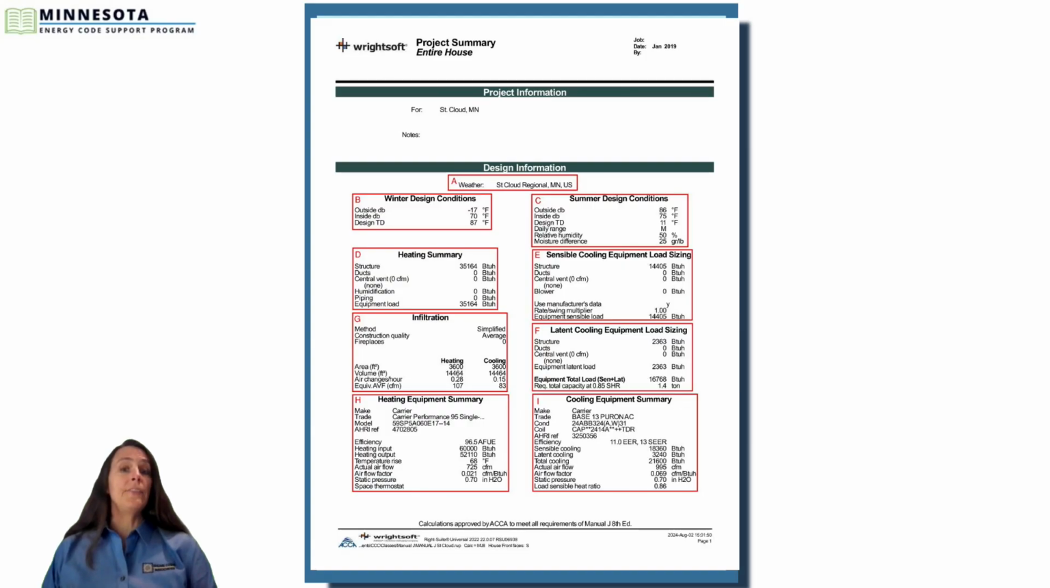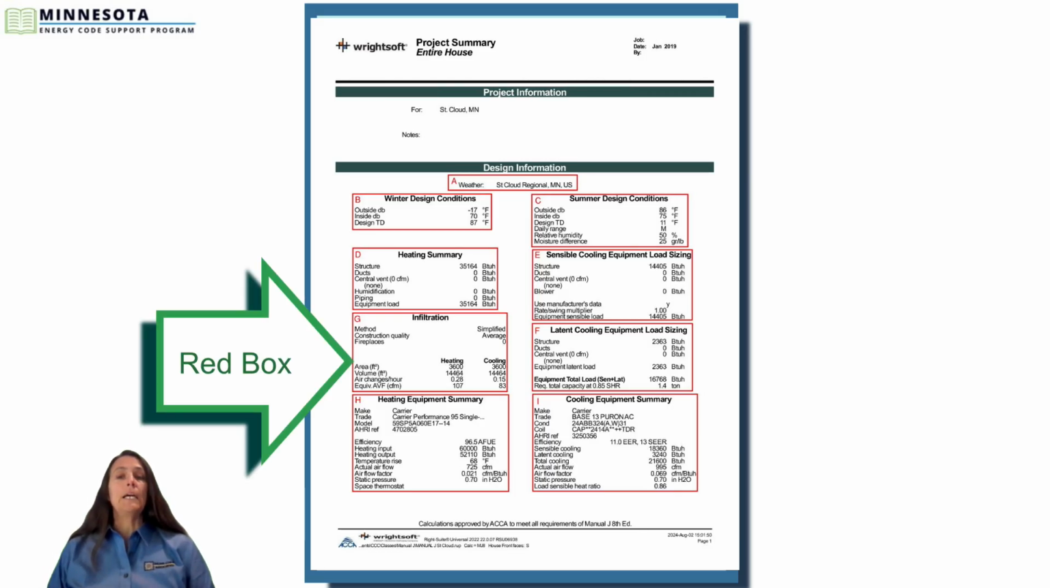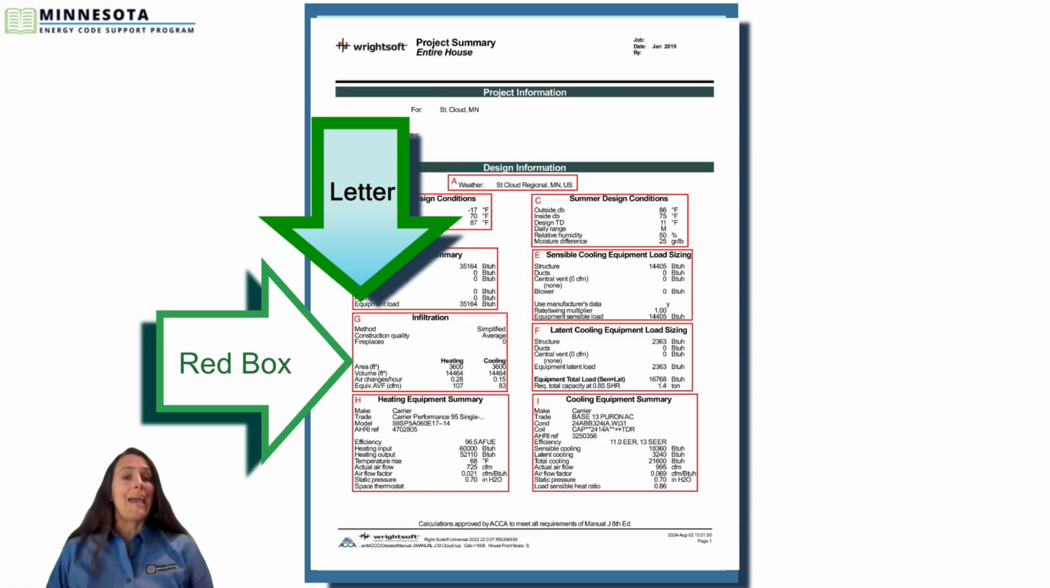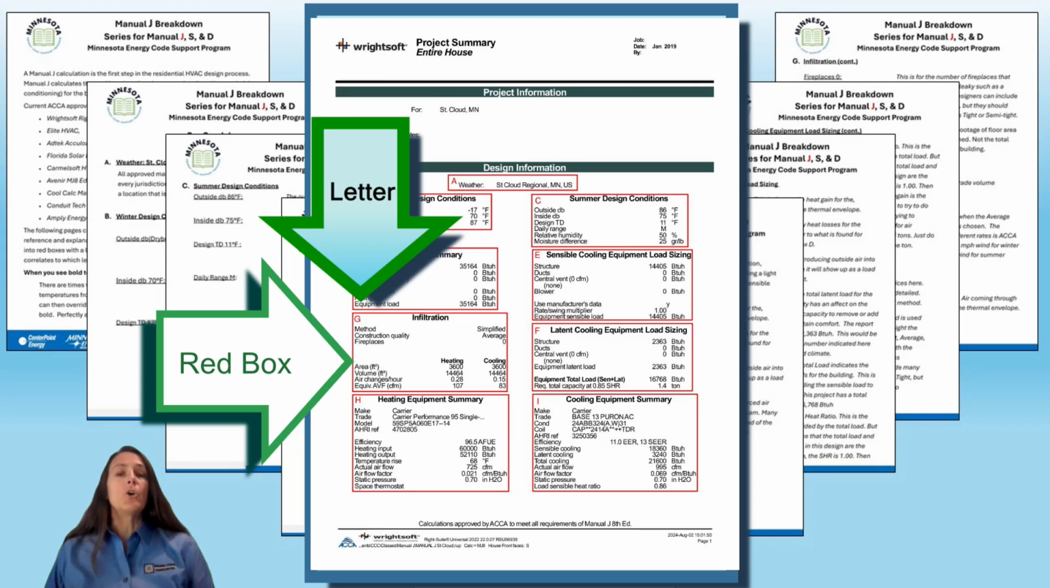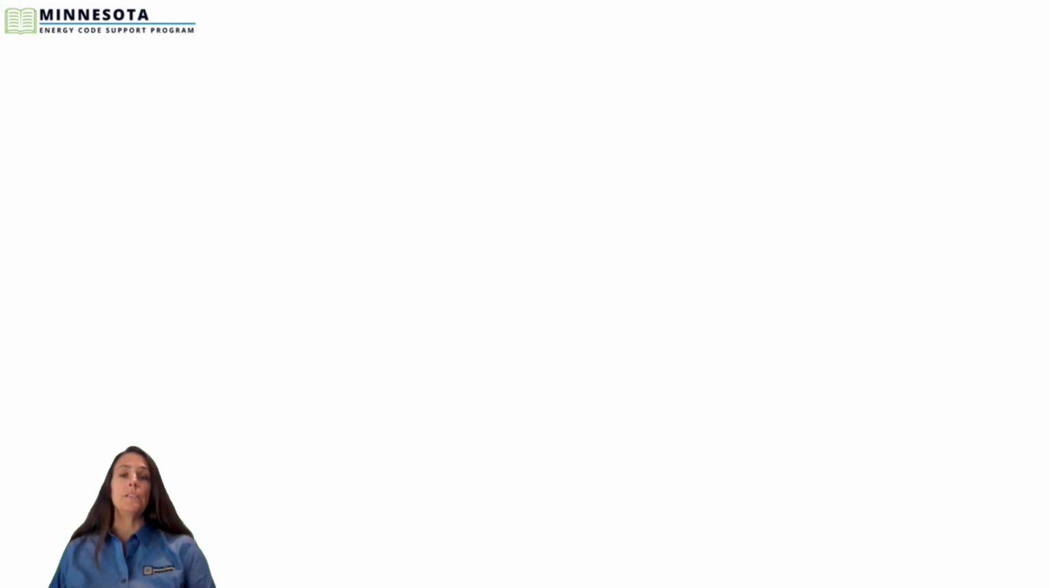Now that we have the document in front of us, let's look at the project summary page. It contains boxes outlined in red with a letter attached to these boxes. Each of these lettered boxes found in this report will have a correlating explanation of what this information is referring to, and you can find that throughout this document.